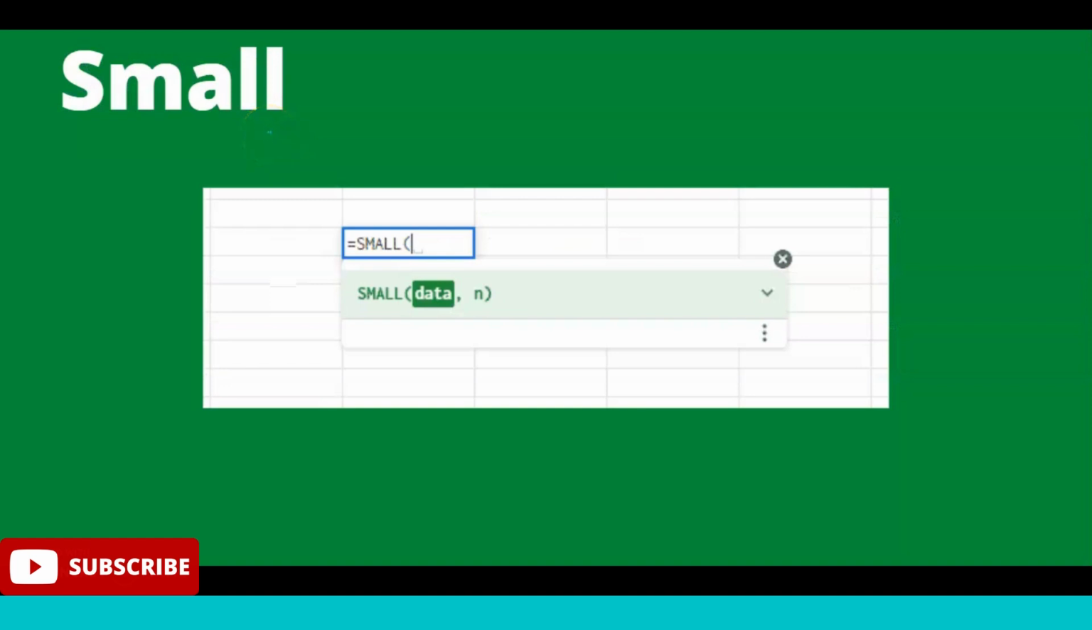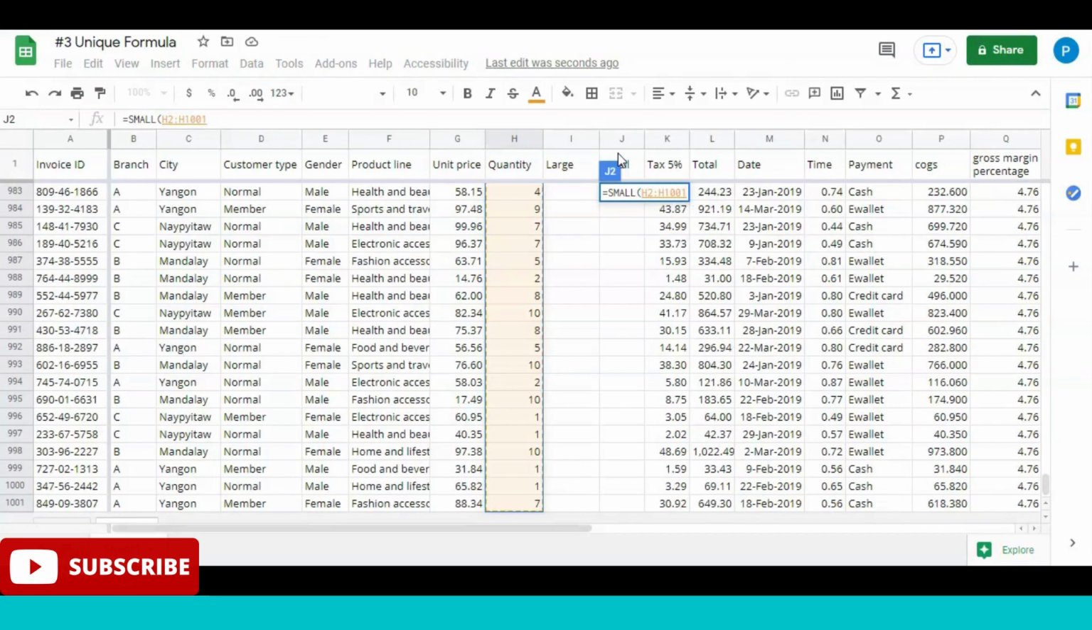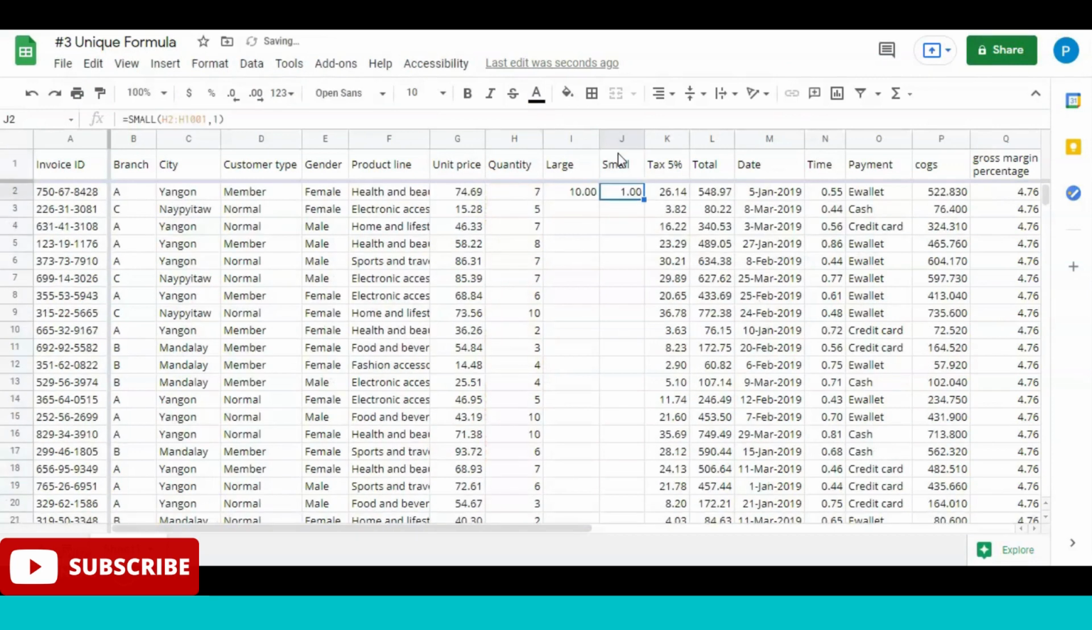Okay, as we learned, the LARGE formula is the same as SMALL. It will give you the smallest value throughout the data. The nth smallest value means the first smallest value, second smallest value, third smallest value, and so on. Let's try to use SMALL. It is also the same, SMALL throughout the range, and I want the first smallest value. So the first one is the minimum order quantity I have, right?